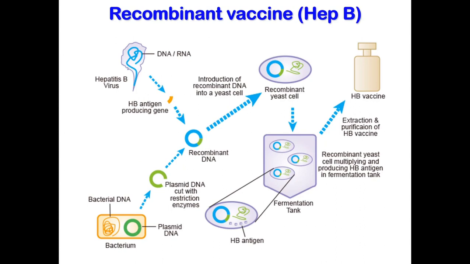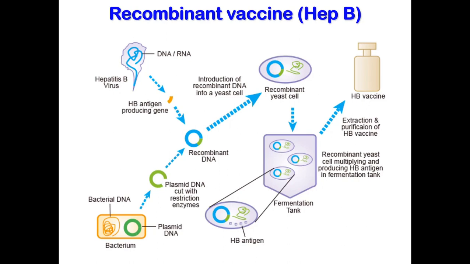This slide looks at the recombinant subunit vaccine for Hep B in more detail. The steps are shown in the diagram here, but just to talk you through them. First of all, the antigen producing gene is isolated from the hepatitis B virus. Then the next step is a plasmid DNA is extracted from a bacterium and is cut with restriction enzyme, forming the plasmid vector.